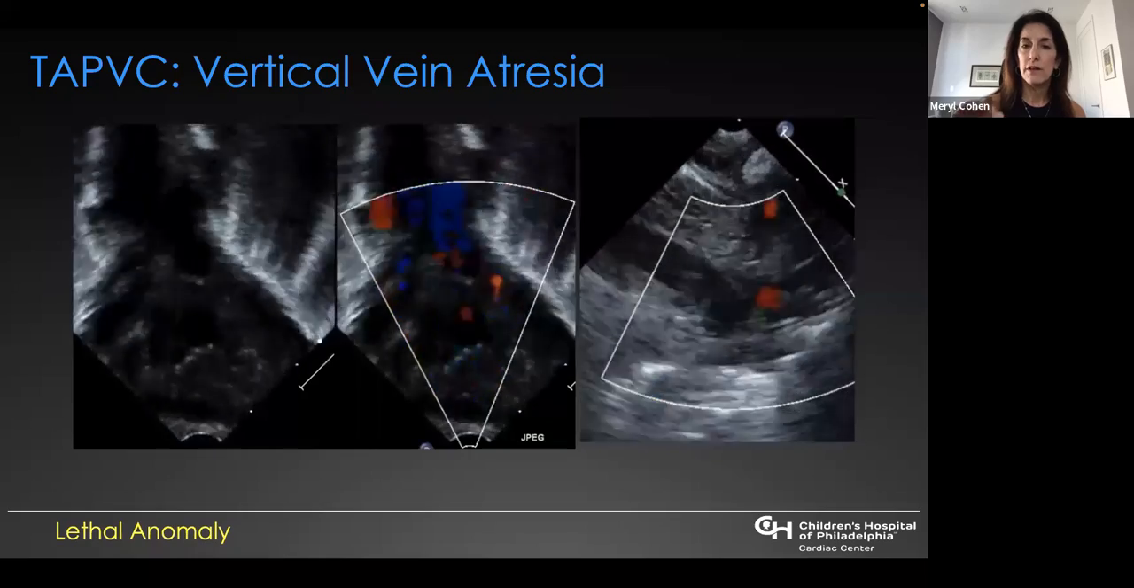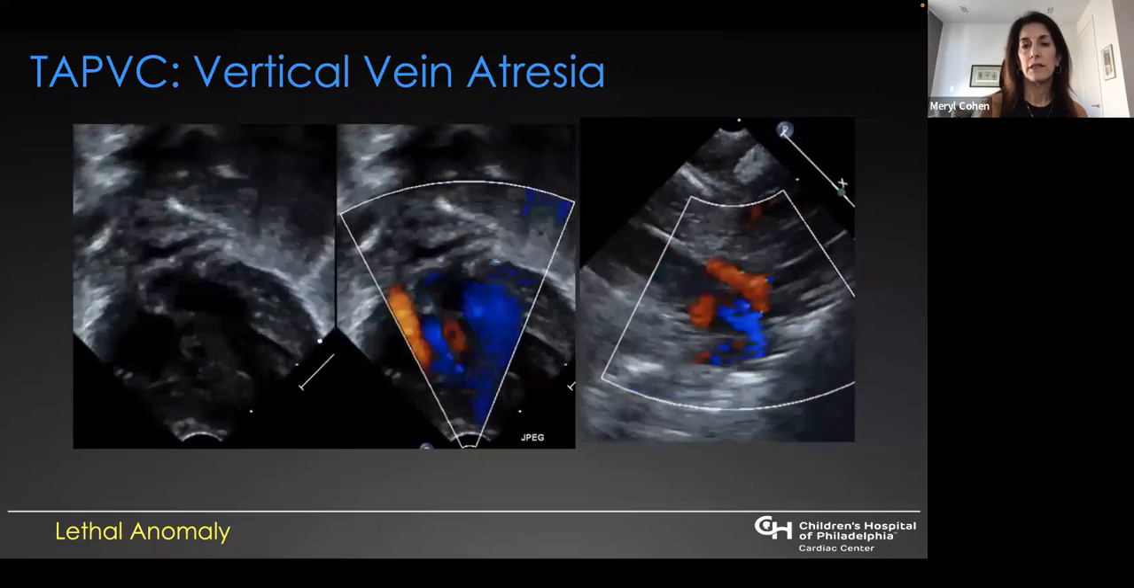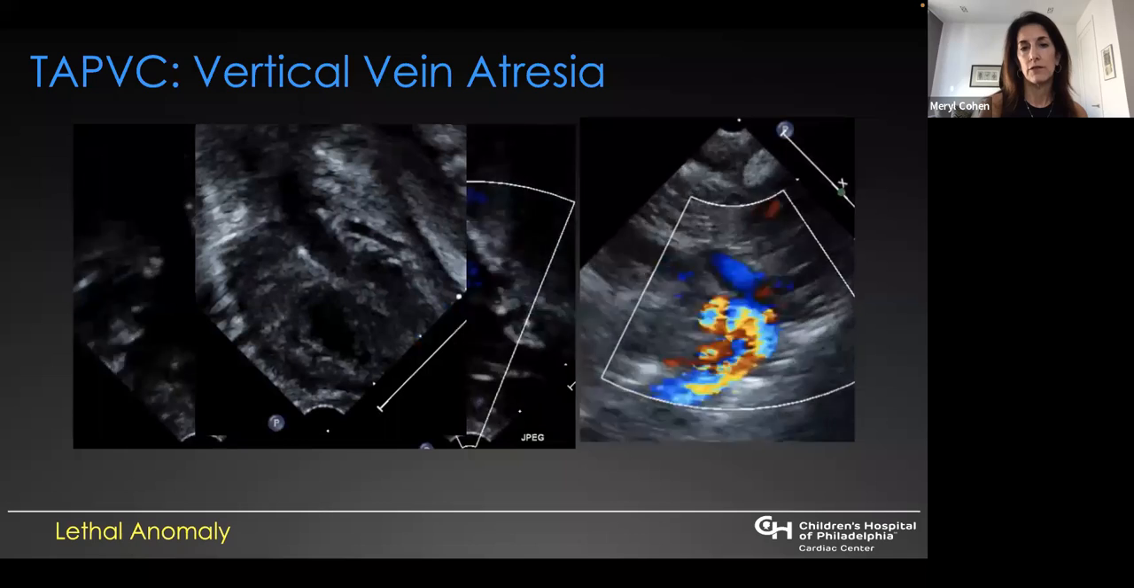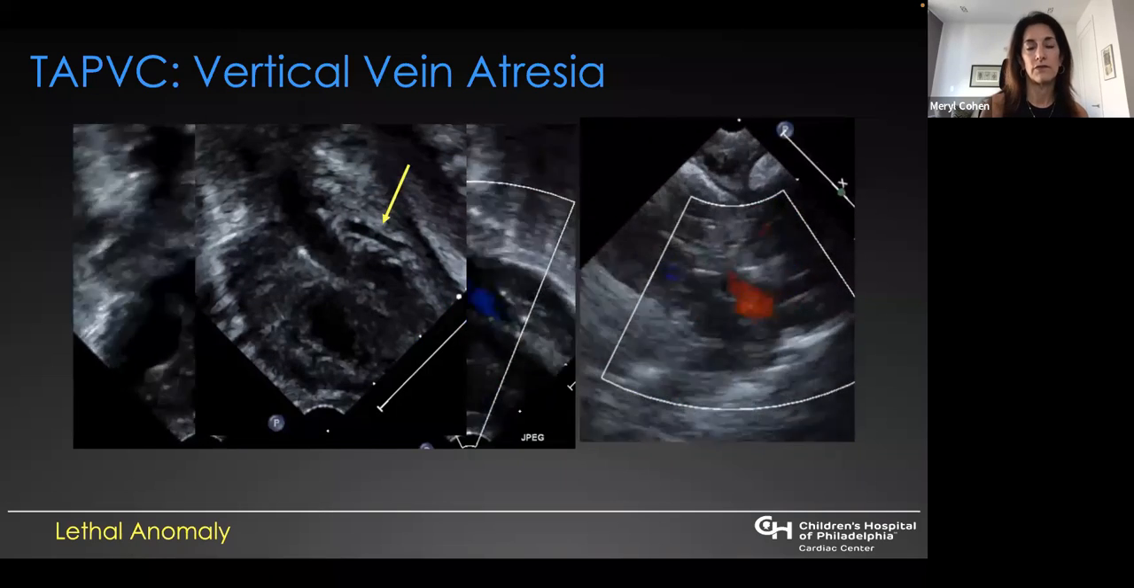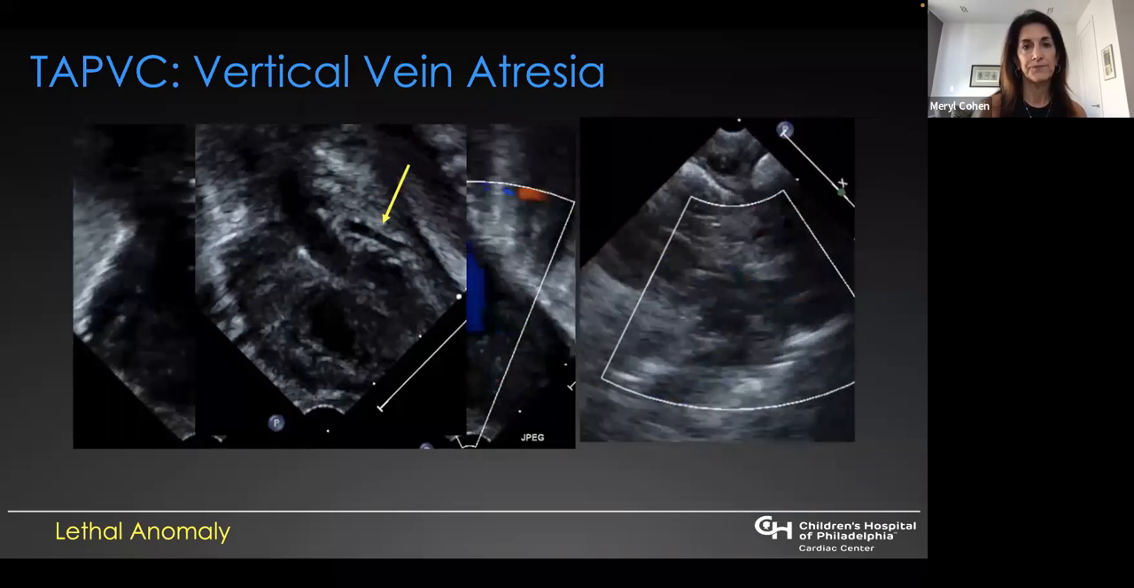veins themselves are very, very small. The lungs have been significantly damaged by this, and it's unsurvivable. And there's the entire pulmonary venous confluence behind the heart. It's like a little string.